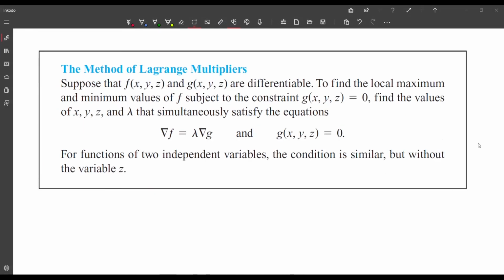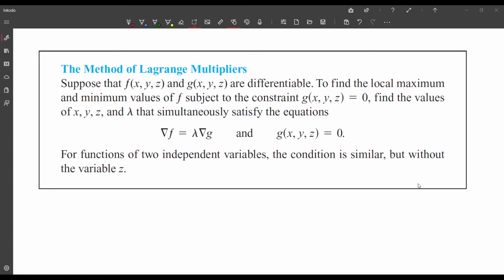Now we state the method of Lagrange multipliers. Suppose that f of x, y, z and g of x, y, z are differentiable. To find the local maximum and minimum values of f subject to the constraint g of x, y, z equal to 0, find the values of x, y, z and lambda that simultaneously satisfy the equations del f equal to lambda times del g and g of x, y, z equal to 0. For functions of two independent variables, the condition is similar but without the variable z. So this is the method of Lagrange multipliers to find the maxima and minima in the case of constrained extrema.